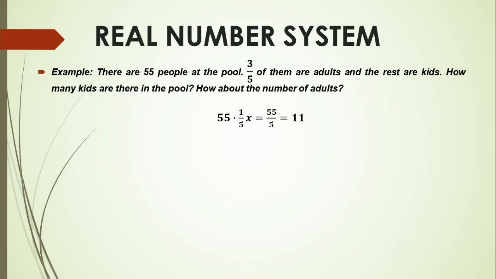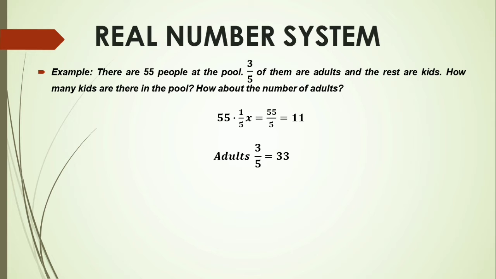Next, we are going to find the number of adults, which is stated as 3 over 5. Since we already got the answer for 1 over 5, answering this will be easier. We don't need to multiply 55 by 3. Instead, we will use the result of 55 multiplied by 1 over 5, which is 11. The number that we only need to multiply is 3, and 11 multiplied by 3 is 33. Therefore, the number of adults in the pool is 33.